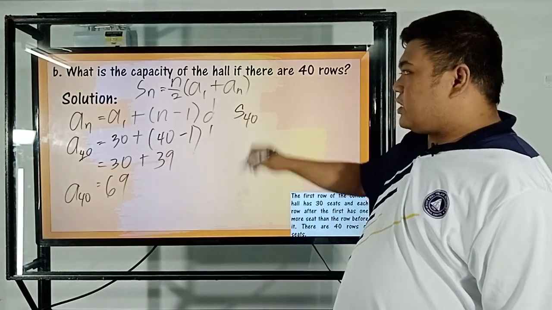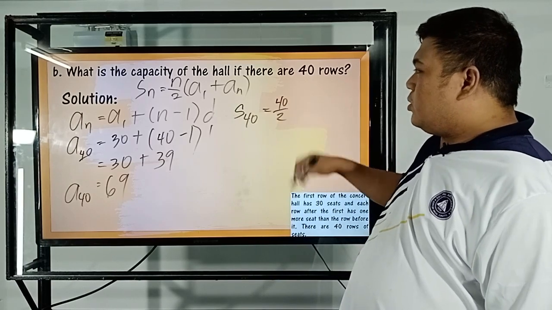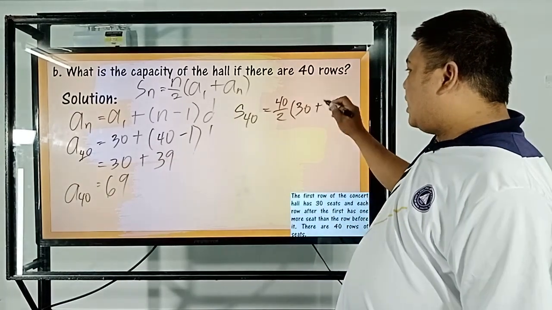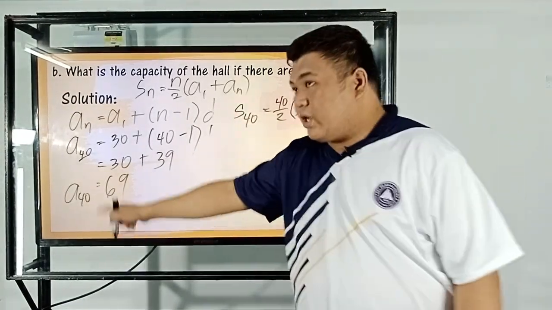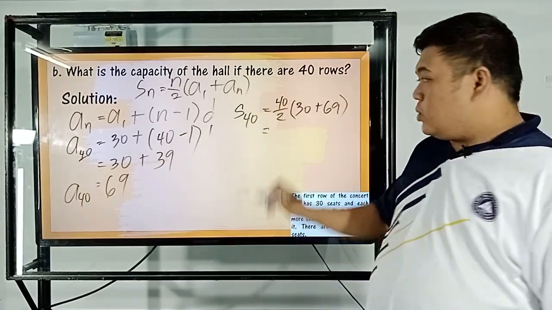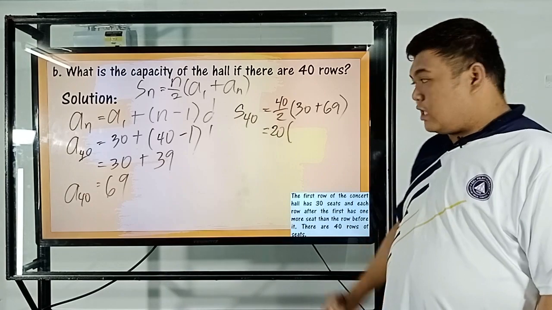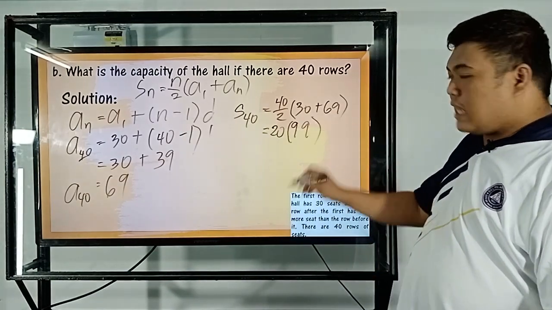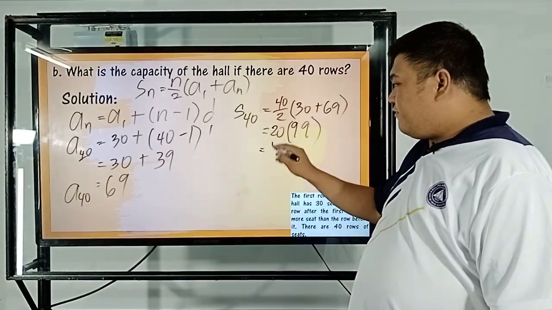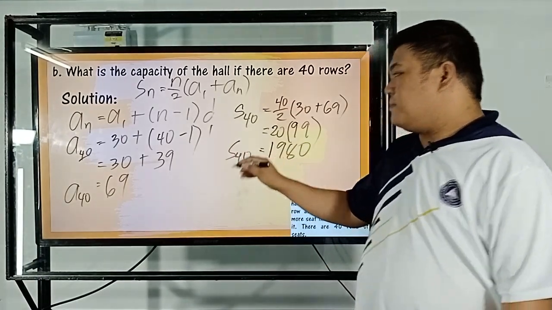So, we have S sub 40 equals 40 over 2 times the first term, 30, plus the 40th term, 69. 40 divided by 2 is 20, times 30 plus 69 will give you 99. And multiplying those two, 20 times 99 will give you 1,980. So therefore, that is S sub 40.